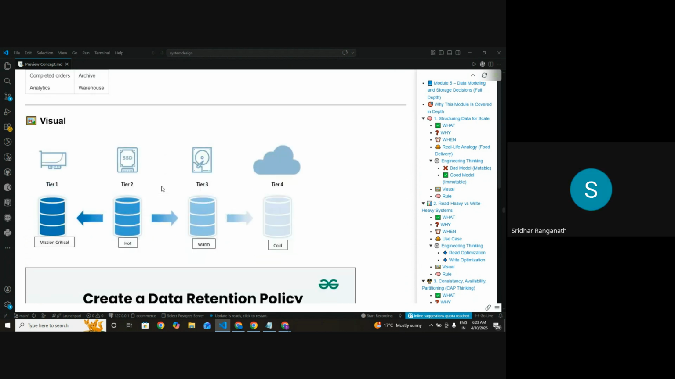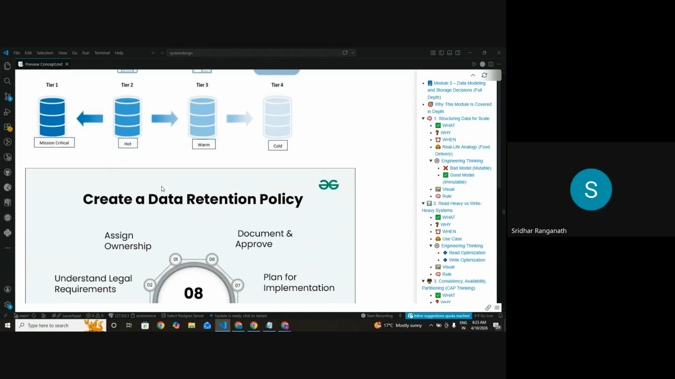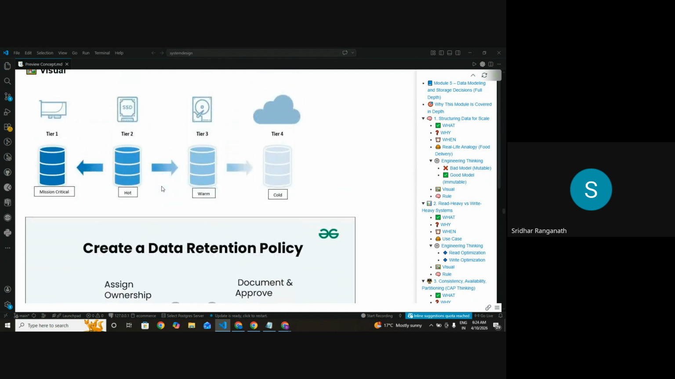So this is some example. So this is the tier: mission critical, tier one, tier two hot, warm, cold. Cold means archive. Deleted? No, archive, archive.